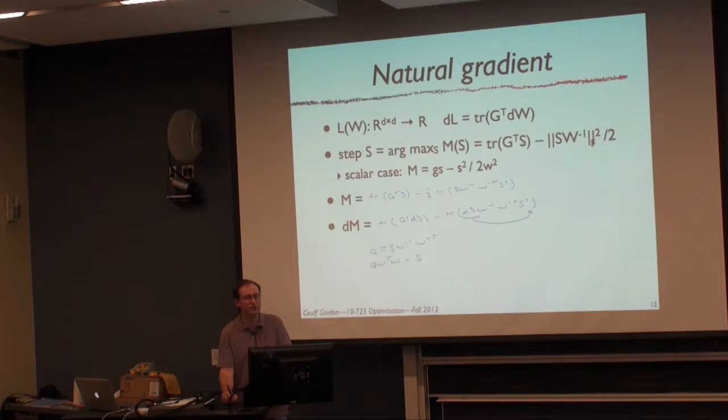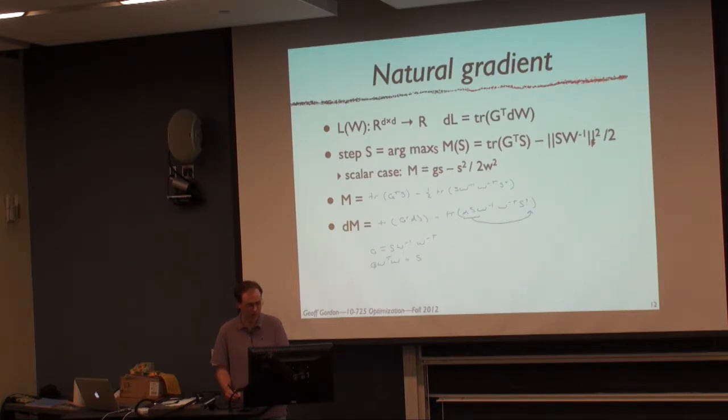This term here, trace of G transpose S. In steepest descent, what we want to do is maximize a quadratic approximation to our objective function, right? So this is the dot product between the gradient and the step we're taking. That's the linear part. And then the quadratic part is the squared norm. And we get to choose the norm for different steepest descent. Okay?